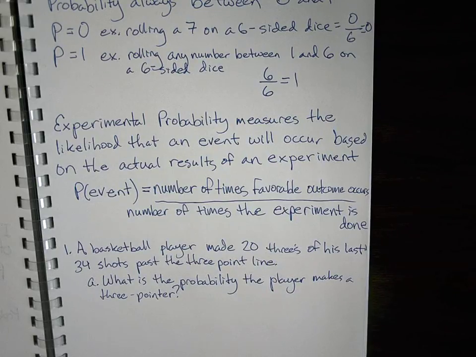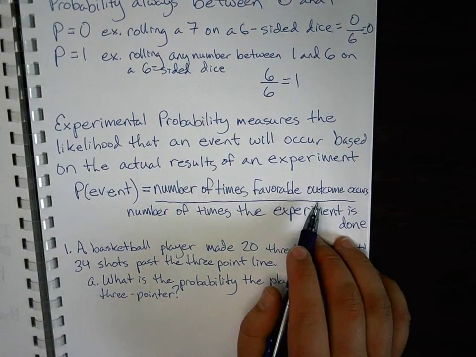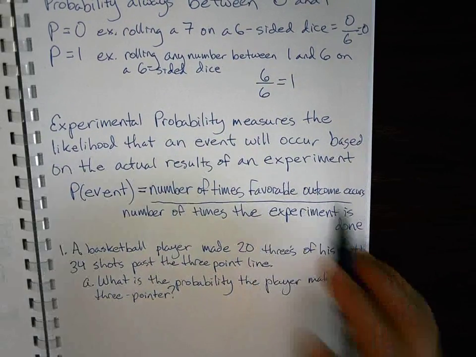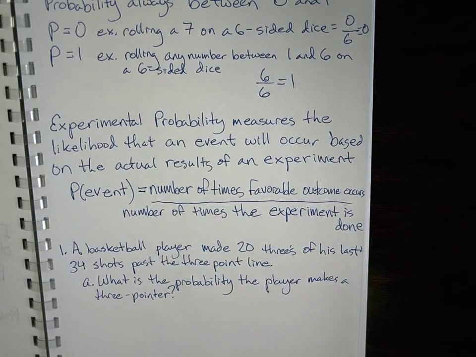So in order to figure out what the probability is, we're going to look at the number of times our favorable outcome occurs. What's our favorable outcome here? Well, making a 3-pointer, right? Actually making one. And the number of times the experiment is done. So the experiment here is just shooting, whether or not you make it or miss. What's that? 20 out of 34. Right, so it's going to be 20 over 34.